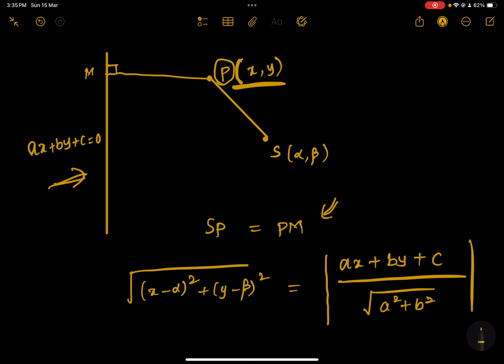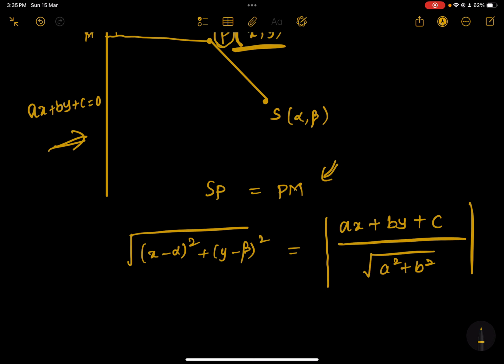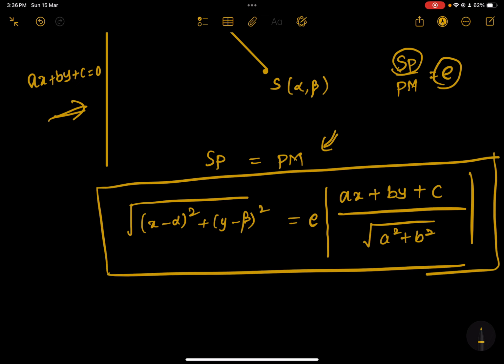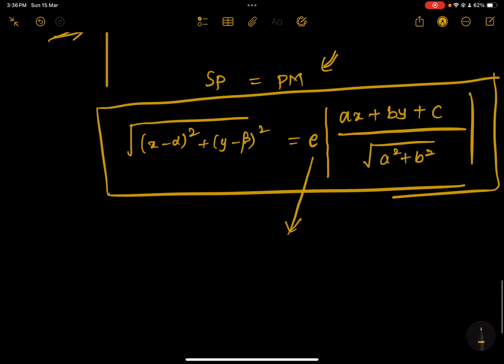All right. So this is the equation of a parabola. Or if you, so we already know SP by PM is equal to e for any conic. So therefore SP is equal to e times PM. So if you put e here, it will become a generic equation for a conic. All right, for parabola this e is equal to 1, for hyperbola it is greater than 1, for ellipse it is less than 1. So this is the generic equation of a conic section.